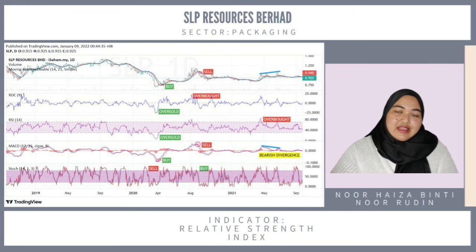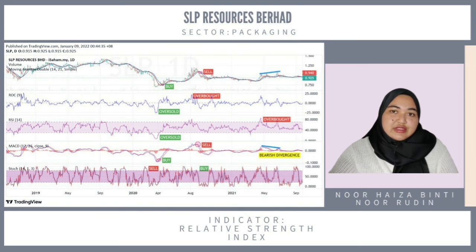Next, in the RSI indicator, in March 2020, the RSI line fell below 30, showing a buying signal, and when the RSI line crossed back to 30, it means the stock has reversed its previous bear trend and the price is expected to correct itself and return to its normal range.